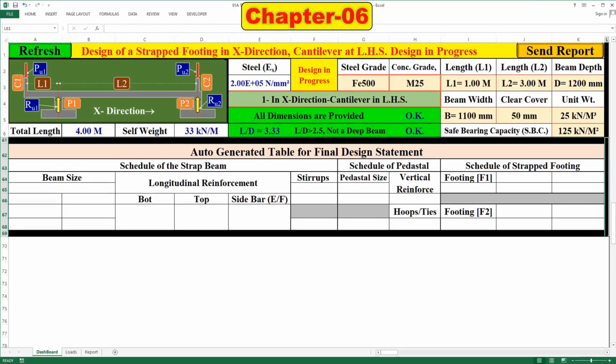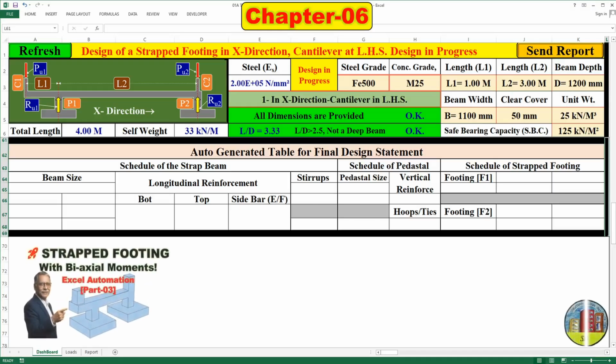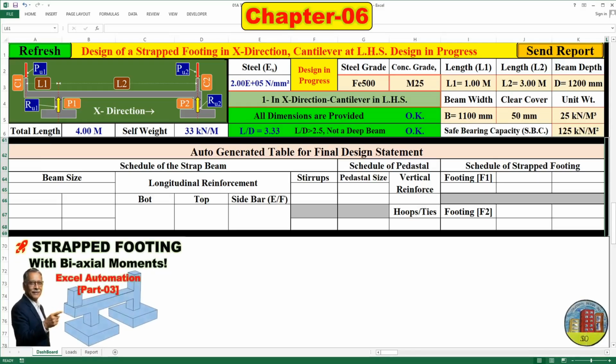Since we have already crossed the 1 hour mark, we are going to hold off on chapter 6, auto-generated table for final design statement, for now. Today, we wrap up our long journey through part 3 of the strapped footing design. We can finally see the shore. We are just one episode away from reaching our destination. In our next and final episode, I will walk you through this chapter in detail along with a live trial of this complete design sheet.